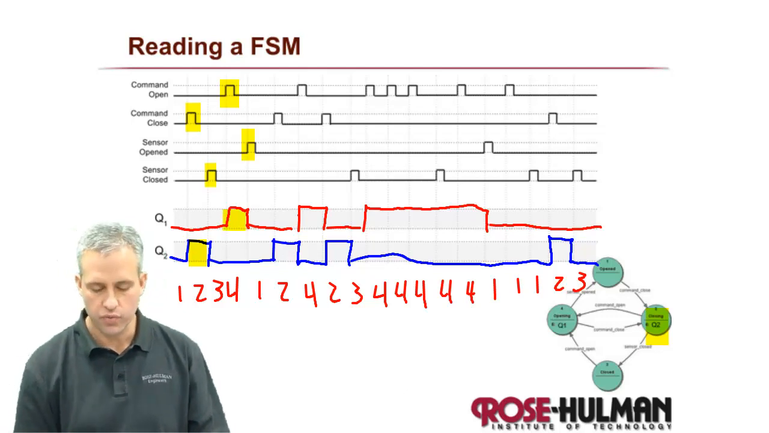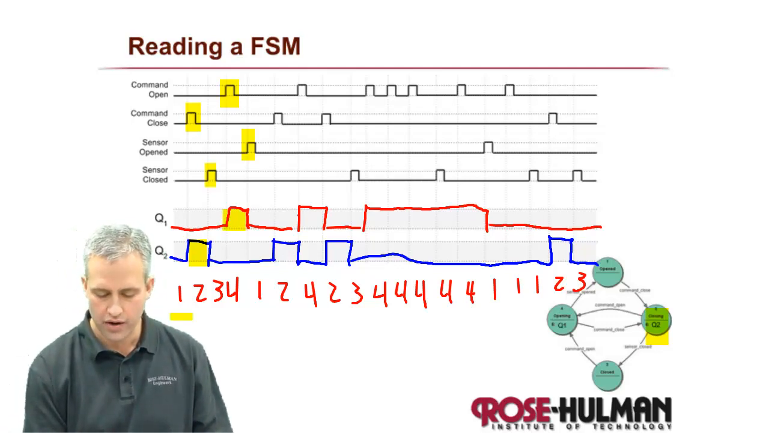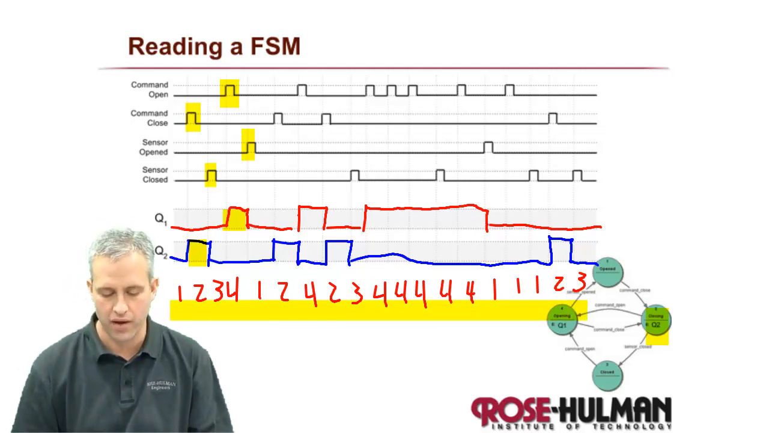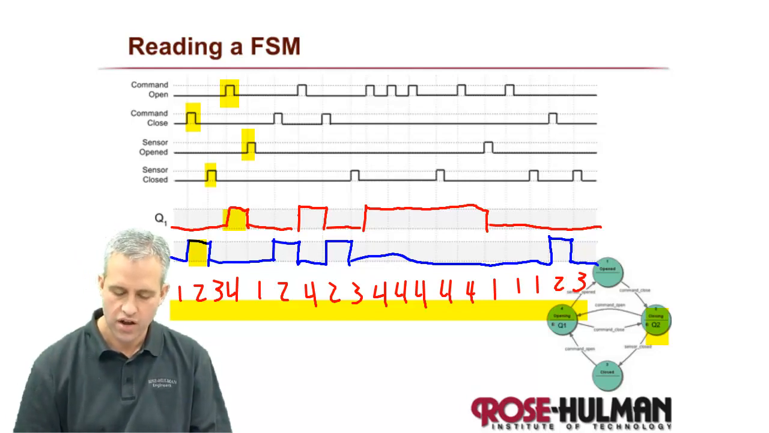I found that the easiest way to do this was just to go through and figure out the states all the way across first. So that's what my numbers are on the bottom here. I just wrote down what state I was in to help make this thing faster.